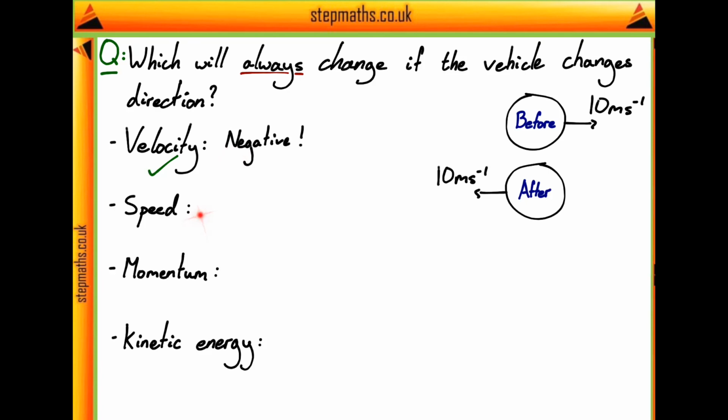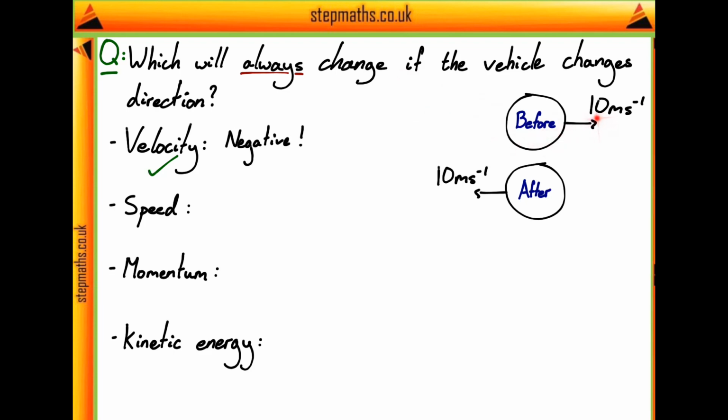So what about speed then? Well, if something's going at 10 meters per second in one direction and it suddenly changes and starts going 10 meters per second in the other direction, then the speed before is 10 meters per second. And since we don't have this negative thing which velocity does, speed is just always a magnitude, so it's going to be travelling at 10 meters per second in the other direction. So the speeds are going to be the same in this case. So they're not always going to change.